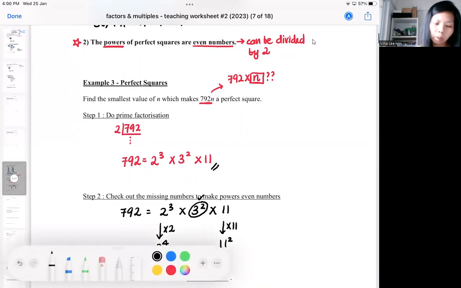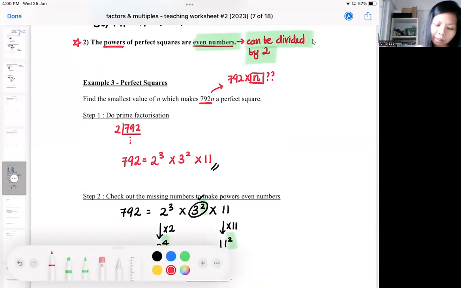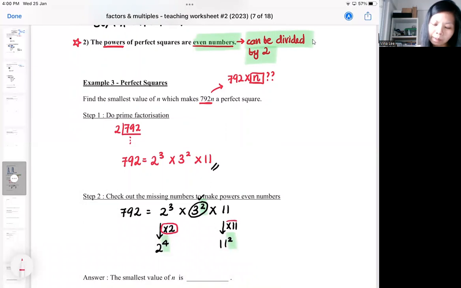Can you see? We want to achieve powers that can be divided by 2. This can be divided by 2. This can be divided by 2. This can be divided by 2. And what did you actually multiply? Do you realize you multiplied by 2 just now, and you multiplied by 11. So that will be the extra number that you multiply. So n is equal to 2 times 11, so it will be 22.